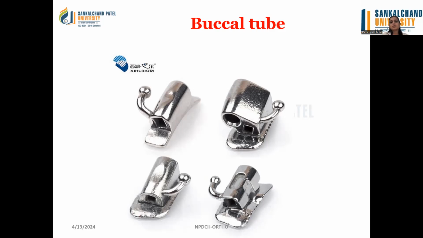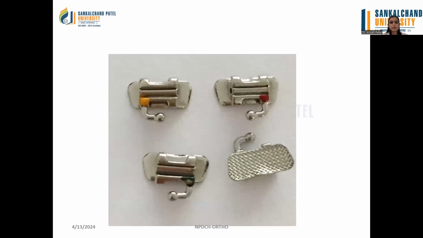These are the bondable buccal tubes because they have mesh which we can bond. There are weldable buccal tubes which we need to weld using the spot welder with the tube to the band material. This is another passive component. These are the bondable buccal tubes. You can see the mesh of this tube which is basically used for bonding.